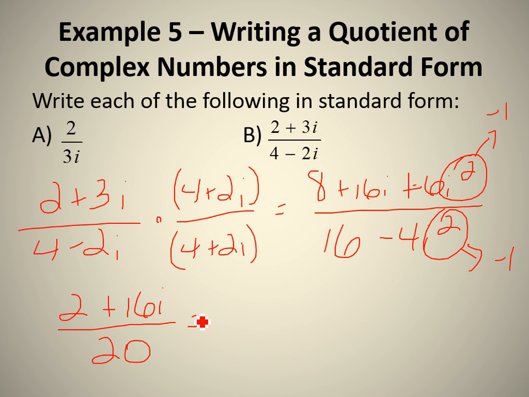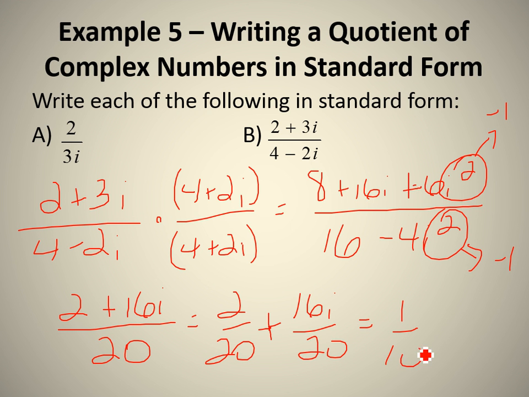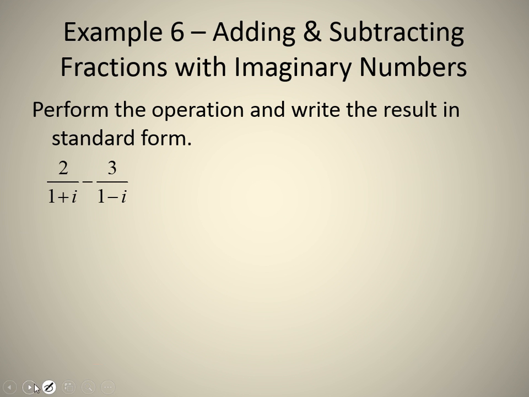So now when I separate this, I get 2 over 20 plus 16i over 20. This looks a little bit better. And when I reduce this, I get 1/10 plus 4i over 5, or 4/5 i. So once again, always a good idea to use your calculator to check yourself there. When I work that out, that comes out to be the same as what we got when we did this in the calculator.